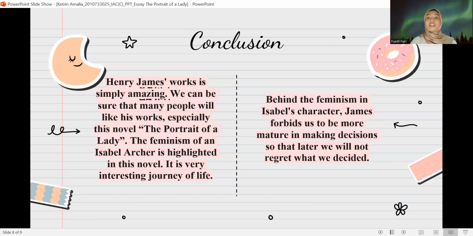And behind the feminism in Isabel's character, James urges us to be more mature in making decisions so that later we will not regret our choice, because our choice and our life are our responsibility. And The Portrait of a Lady was also successful in making a British Parliament member advocate for the Married Women's Property Act, which gave women the right to their inherited property and led the way for them to be declared equal under the law. An extraordinary achievement.